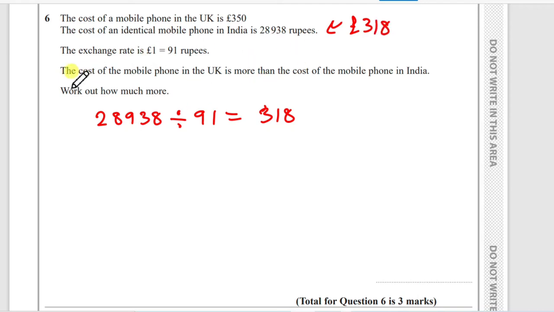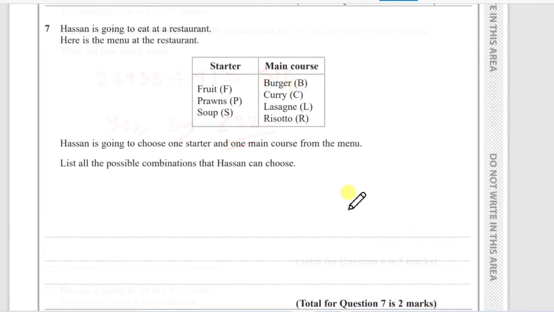It says here, the question was, is the cost of the mobile phone in the UK more than the cost in India? That's true. So the answer is yes. By how much? Find the difference between 350 and 318. If you do that, the difference is £32. That's it. So 32.